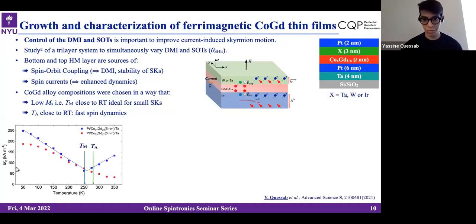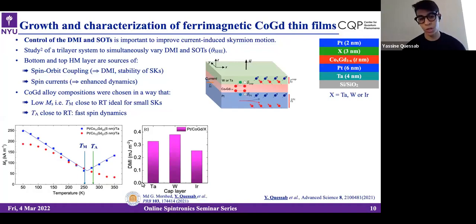So here I show the temperature dependence of the saturation magnetization in cobalt gadolinium tantalum for two compositions, and I show the magnetic and angular momentum compensation temperature corresponding to the blue square data. In collaboration with the University of Virginia, we performed DFT calculations to estimate the DMI in the structures that we are studying. And unfortunately, cobalt gadolinium iridium had the lowest net DMI, and that goes against the literature reports that iridium had a negative contribution opposite of platinum.